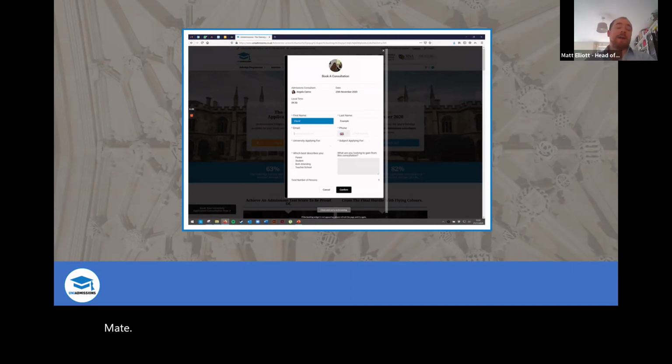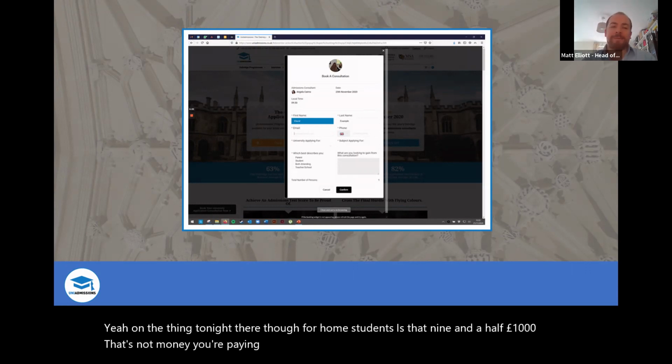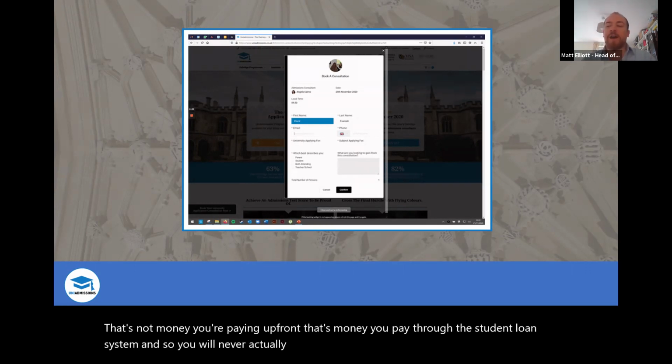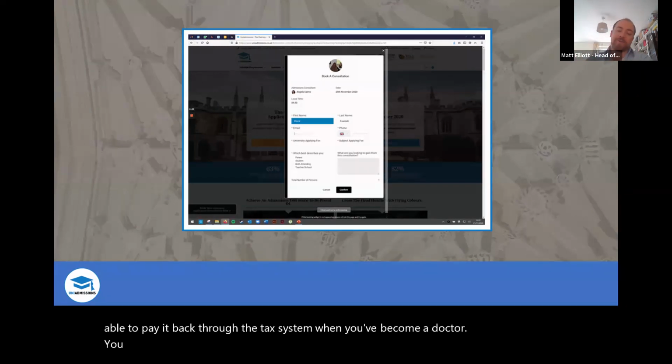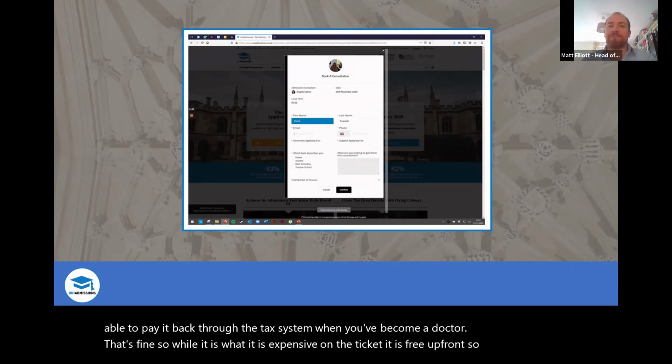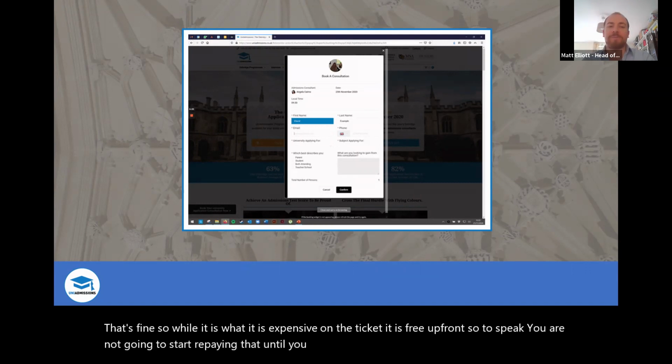Yeah. And the thing to note there, though, for home students is that £9,500, that's not money you're paying up front. That's money you pay through the student loan system. Yes, and so you will never actually need to have that money. All you'll need to do is be able to pay it back through the tax system when you've become a doctor. And you know, that's fine.